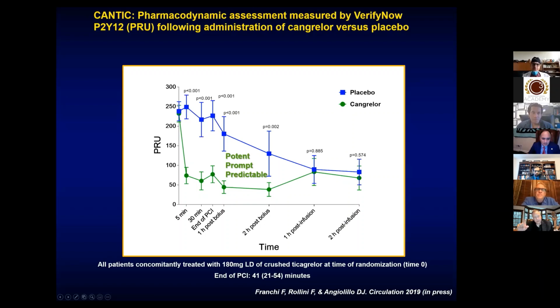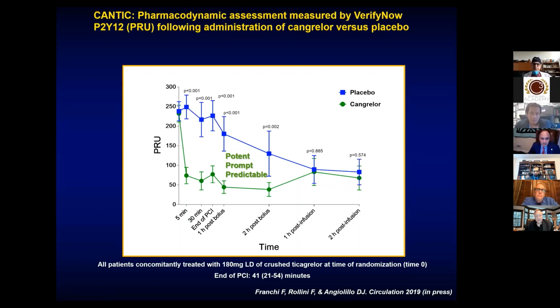So notice that the error bars around the green are smaller, meaning that you have a more predictable response compared to the blue, which is ticagrelor alone. So it really satisfies the 3 Ps for me. It's more potent, it's more prompt, and it's more predictable. So you can see at 30 minutes, it's better. At the end of the PCI, you had better inhibition. 2 hours afterwards, you had better inhibition.